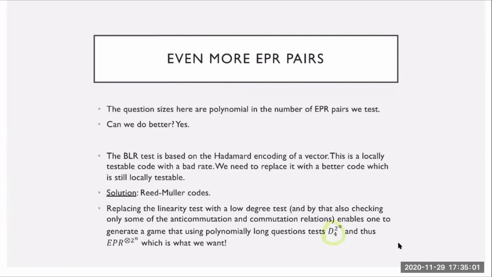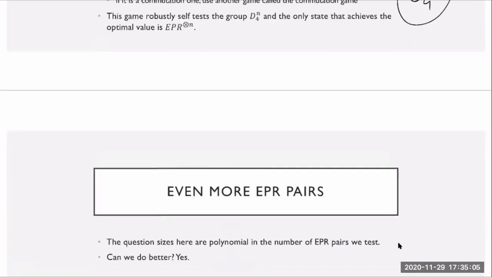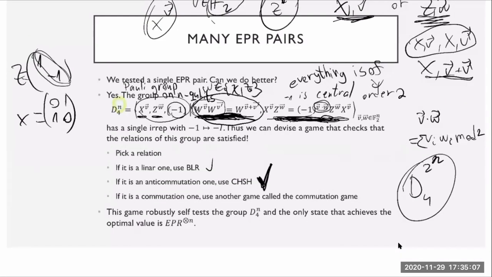No, but I understand, but I don't really understand. You give some sense of what's happening. Okay, the BLR is a local test. Yeah, my claim is that the BLR is the local test for the Hadamard code, and there is a way to replace it with a local test for the Reed-Muller code. And somehow you still check that you are close to a representation of D4 to the n, but now instead of D4 to the n, it's D4 to the 2 to the n. This is the way of replacing.